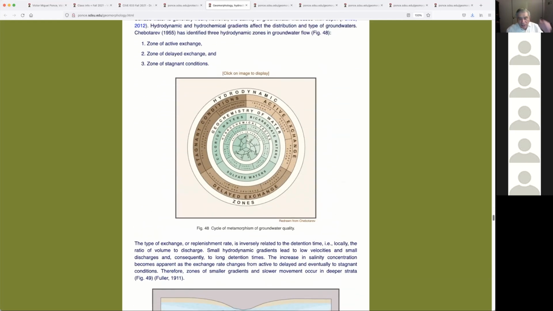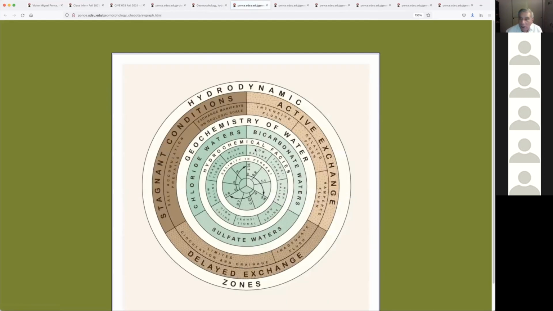I do want to station here the very important graph, which is called the cycle of metamorphism of groundwater quality. This is a graph that was developed by Chebotarev. Chebotarev was a Russian gentleman who was working out of Australia, and I read the papers, there's 3 papers. He measured 800 wells around the world, wells of different sizes, different depths, and different salinities also. So he was able to construct this chart in here.